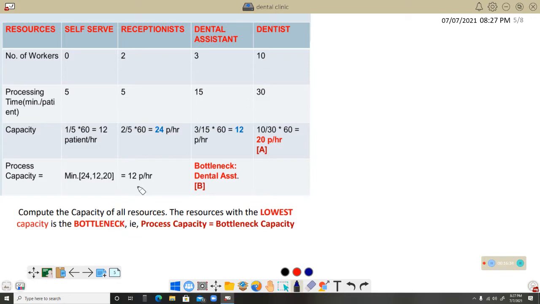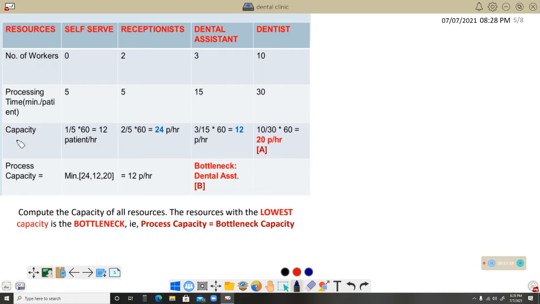This is the first table that I developed. The first step, we need to indicate the number of workers. We can see that the resources are self-serve, receptionist, dental assistant, and dentist. So number of workers accordingly. Actually, we need to put a dash over here. Instead of that, I put 0. Better, I will say only put a dash. This 0 indicates there are no workers in the self-serve, that means the filling of that application form. Receptionist, we can see 2, it is given. 3, again given. 10. So the first 2 rows, the number of workers and processing time in minutes per patient, 5, 5, 15, and 30, are given in the question.